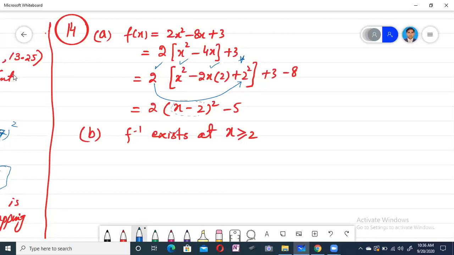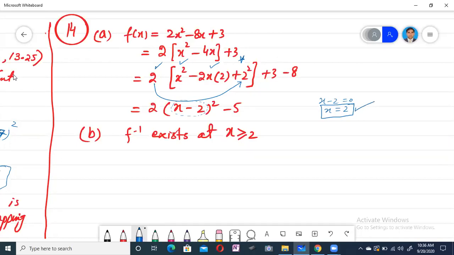this is x minus 2. Okay, this one we will make 0. Okay, x minus 2 is 0, then x will be equal to 2. Okay, this is the minimum value. If the minimum value is x equal to 2, then all other values will be greater than 2.